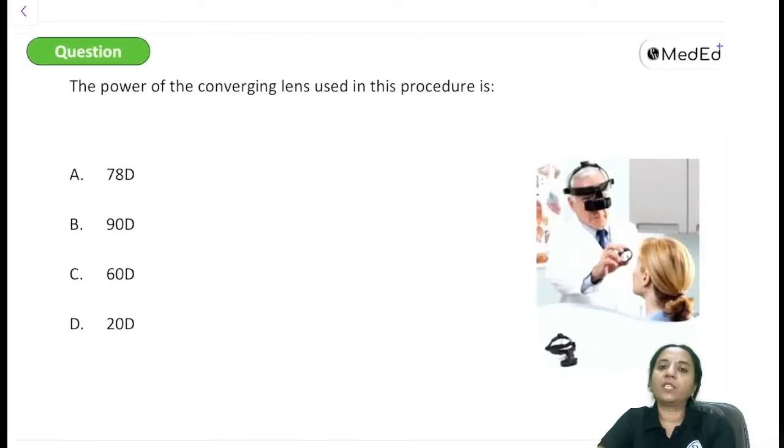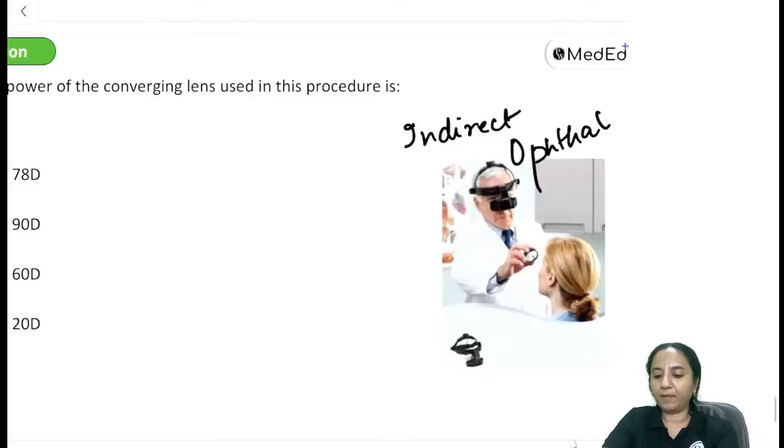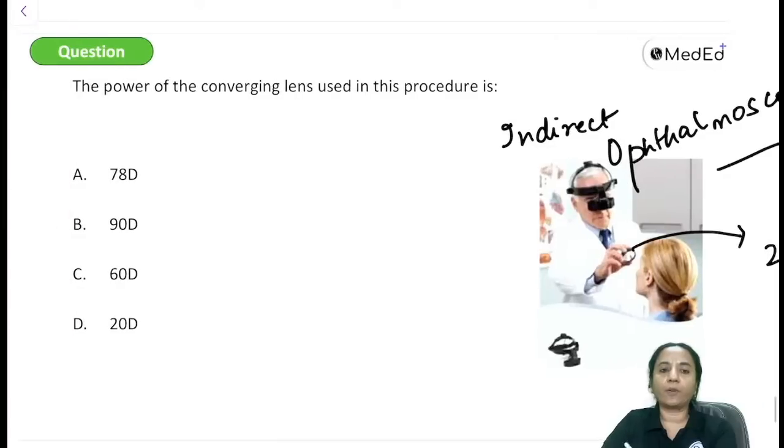The power of the converging lens that is being used in this procedure. So what is this procedure? This is indirect ophthalmoscopy. When you want to focus the retina in indirect ophthalmoscopy, the examiner is using this lens in the hand. This is a 20 diopter lens. So with indirect ophthalmoscopy, we use a 20 diopter lens.